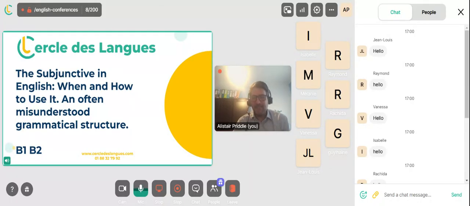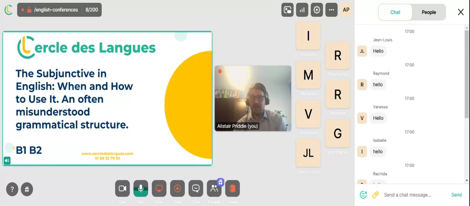And today we have a very interesting lesson indeed. We're going to think about the subjunctive in English, when and how to use it. It's an often misunderstood grammatical structure. This is true. Well, let's dive into it for today.